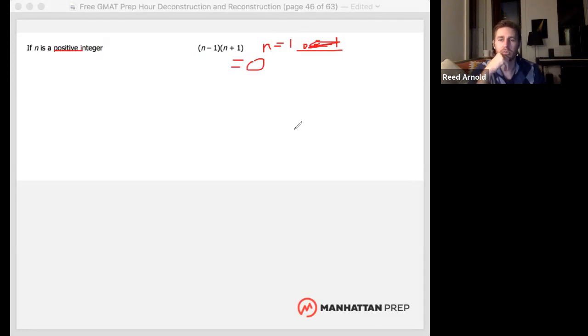James says both terms either positive or negative. No, I think these terms are going to be either 0 or positive, because n is a positive integer. I could turn this into, good. One inference you might make here is that this is n squared minus 1. That's a commonly tested quadratic.